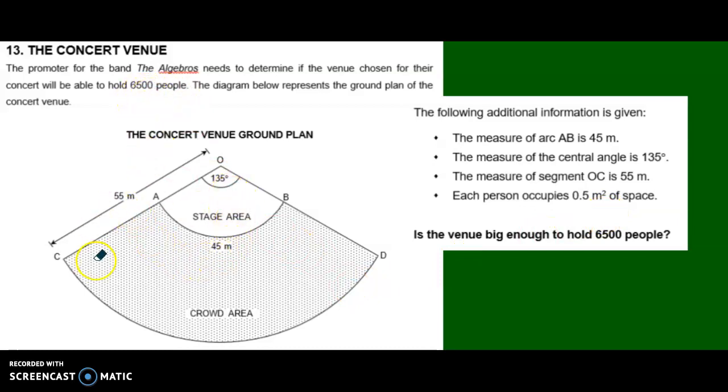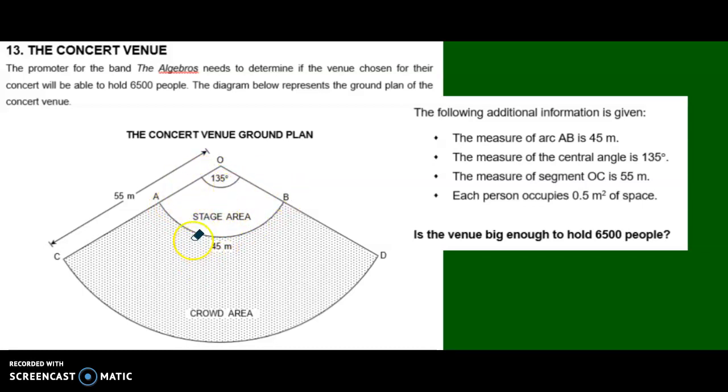So everything is in meters. So how am I going to find this area? This is going to be a big sector area minus little sector area problem. For the big sector area, we have the radius and the angle, so we can find it. That's the whole thing, including the stage. But then we have to remove the stage because the crowd will not be on the stage. We have the arc length and the angle, so we should be able to find the radius and then find the area of this part.